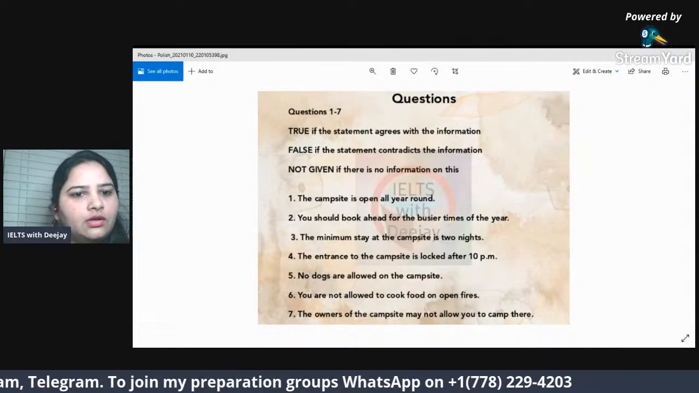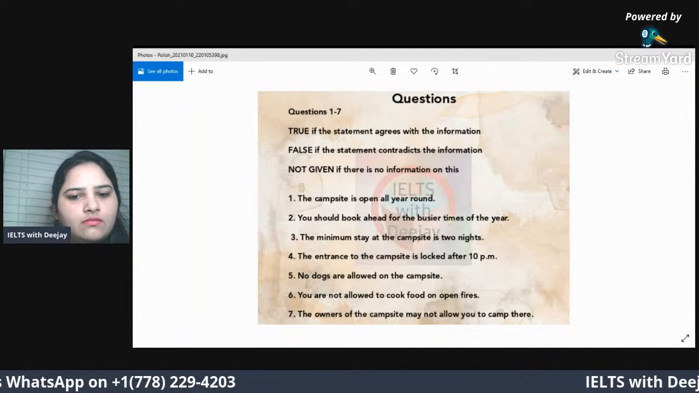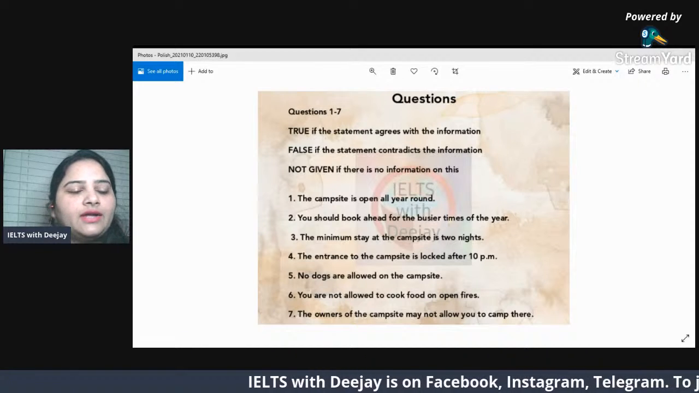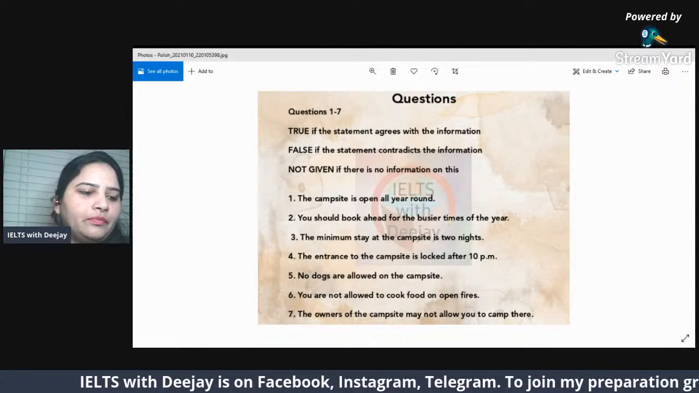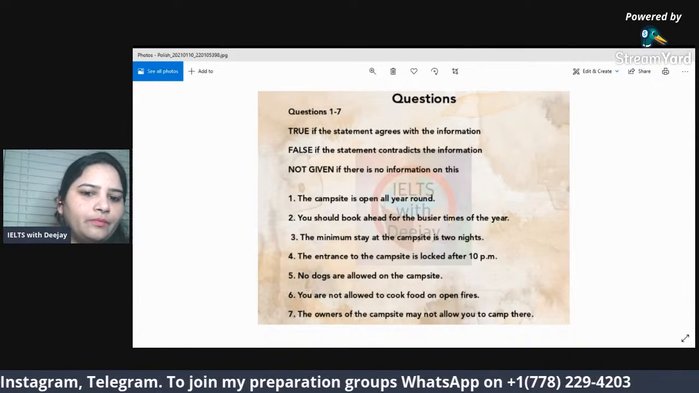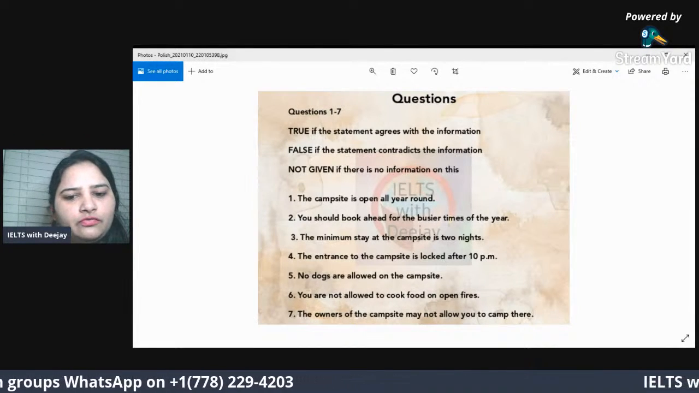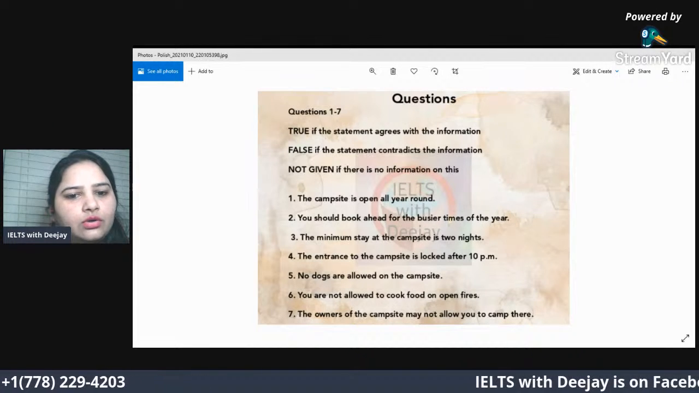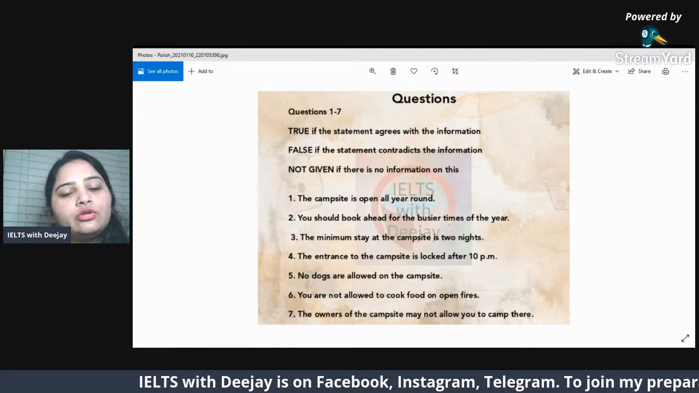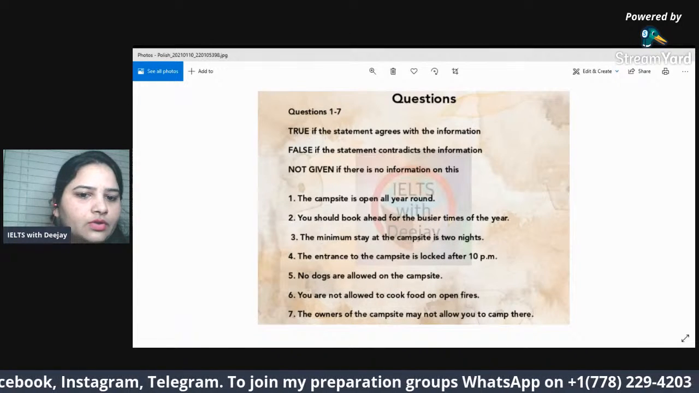They are talking about it, but they're not talking about food. But when they are saying that you can't light fire, then it means you can't cook as well. So this is going to be true, because you are not allowed to cook food on open fires, and lighting fires is strictly prohibited. The answer is true because lighting means you can't cook.